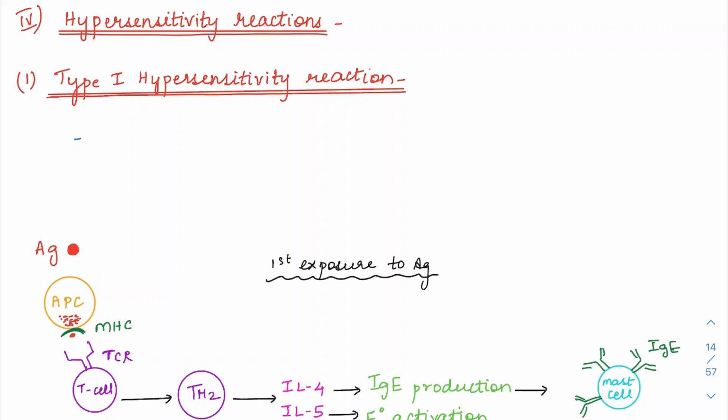So the first type of hypersensitivity reaction is also called the immediate type of hypersensitivity. Immediate meaning immediately as the antigen is exposed, there is going to be a reaction. So that is what is called the immediate type of hypersensitivity reaction.